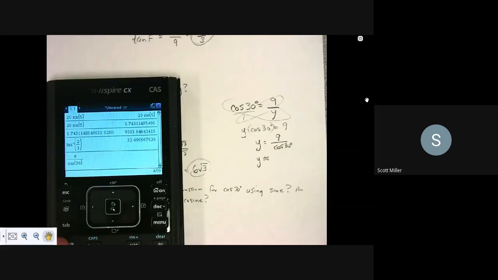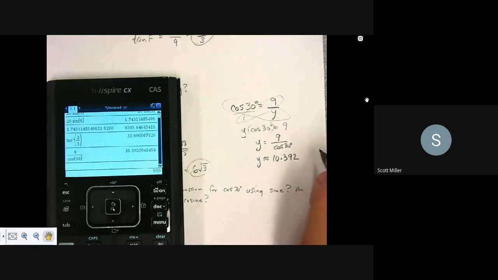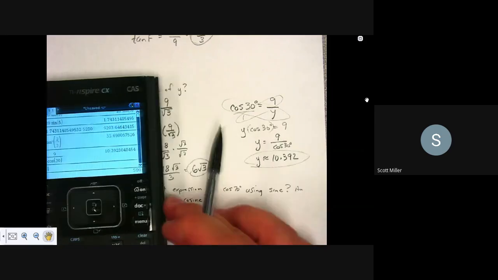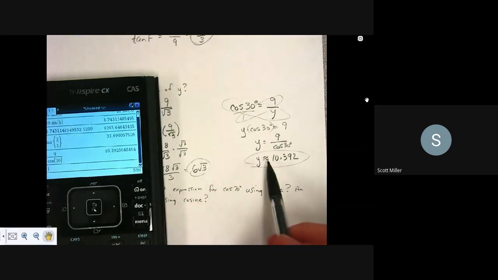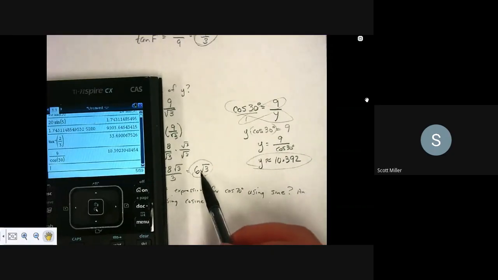And so then we hit Control Enter to get a decimal. And there it is as a decimal. So it'll be 10.392 rounded to 3 places. Okay, and so that is my answer right there. Now, this is an exact answer. This is an approximate answer. But are they the same answer? Well, to do that, let's just type in 6 times the square root of 3.